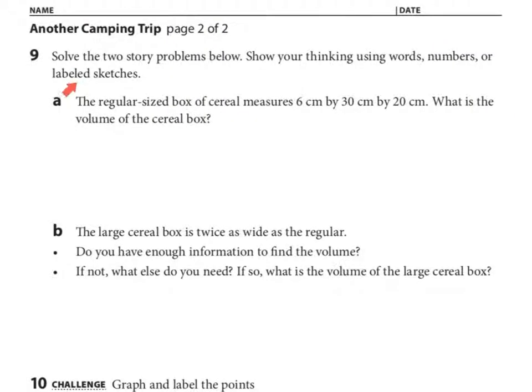On the next page, we see: solve the two story problems below. Show your thinking using words, numbers, or labeled sketches. The regular-sized box of cereal measures 6 centimeters by 30 centimeters by 20 centimeters. What is the volume of the cereal box? I know the formula for volume is volume equals length times width times height. So I'm going to plug those measurements in. Volume equals 6 times 30 times 20.